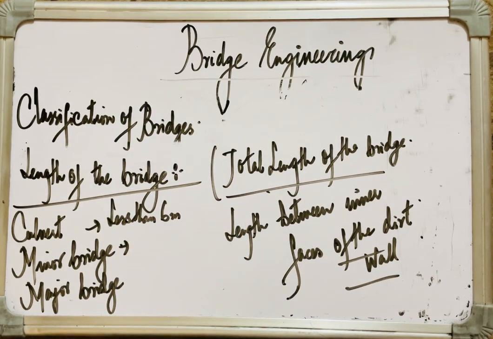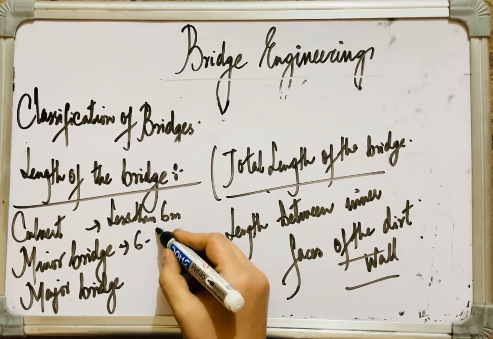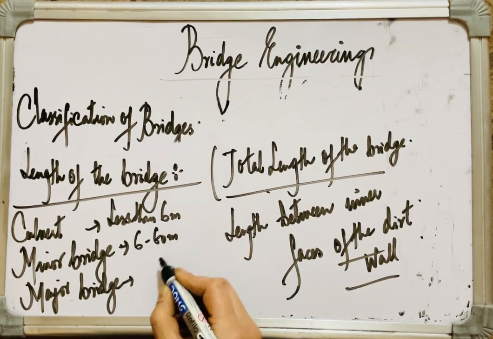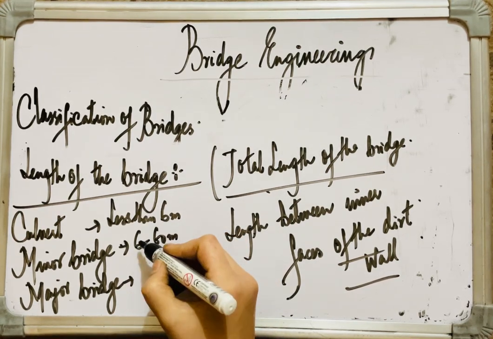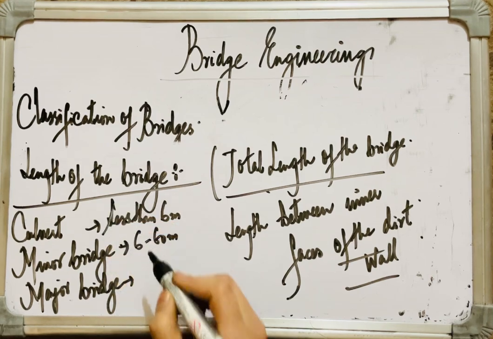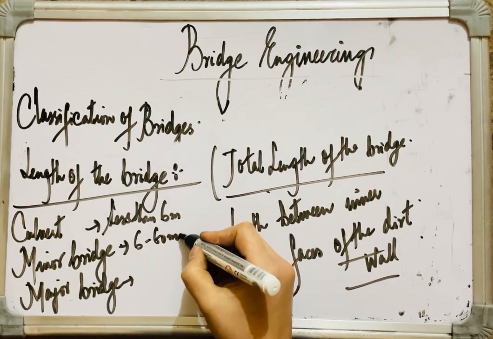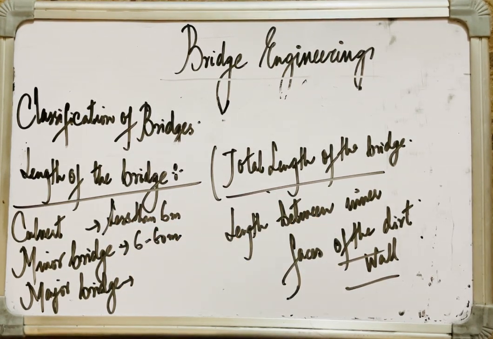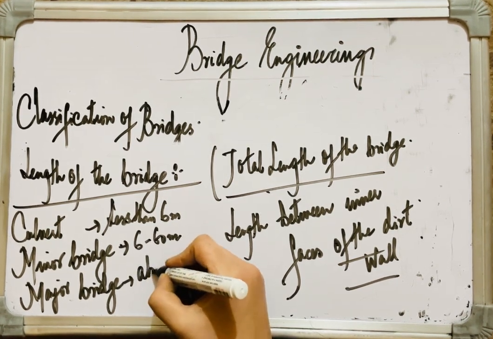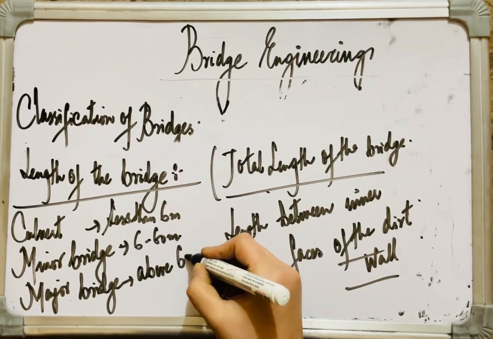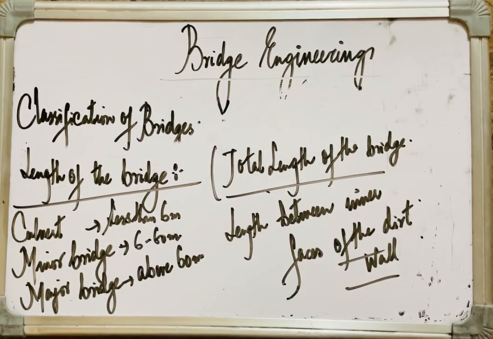A minor bridge is that which has length between 6 to 60 meters. Total length. This is not of span. I am referring to the total length, which is the length between inner faces of the dirt walls. And the major bridge is that type of bridge wherein the length is above 60 meters. All right.